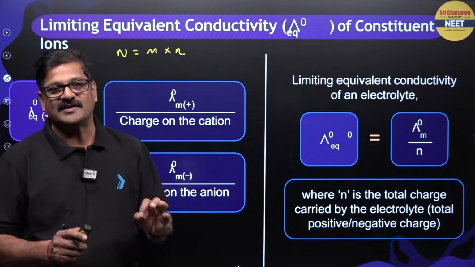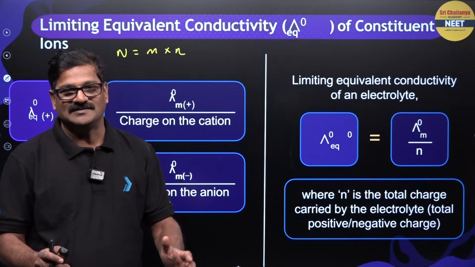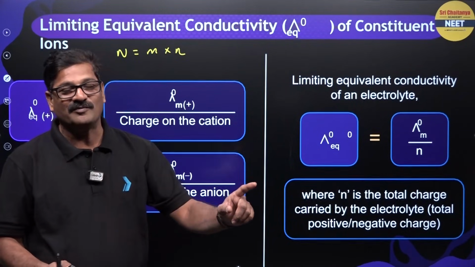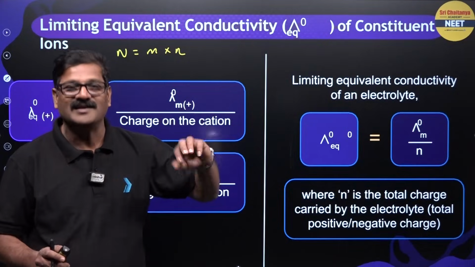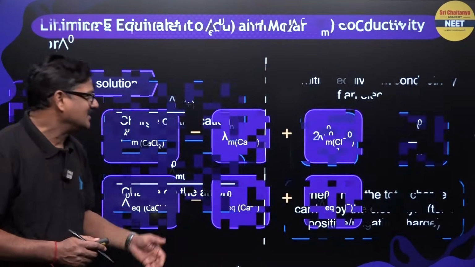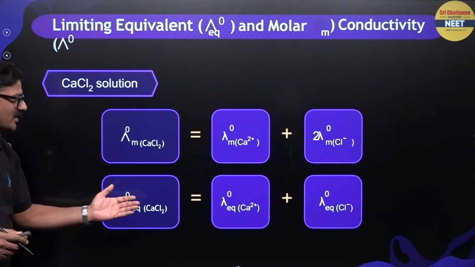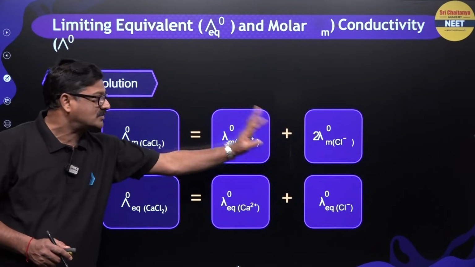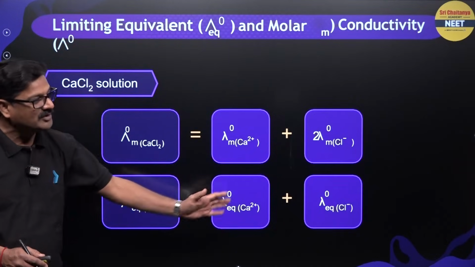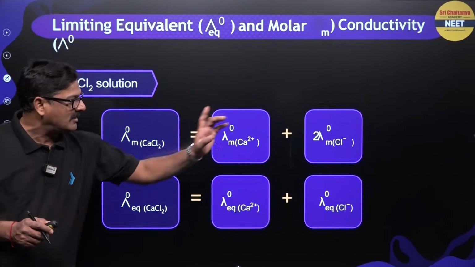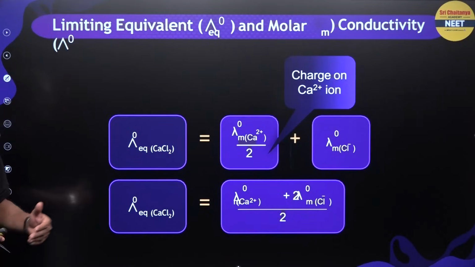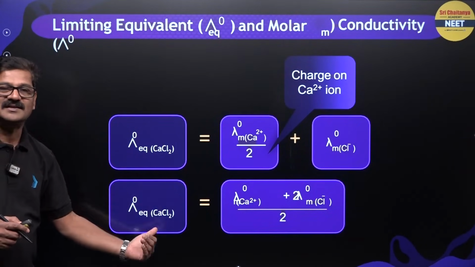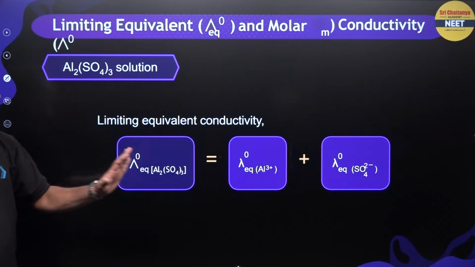Here the students make a lot of mistakes, saying that normality is equal to molarity into N factor, but equivalent conductivity cannot be equal to molar conductivity into N factor; it is going to be divided by N factor. And you can say for a calcium chloride solution, molar conductivity, as you already saw, is calcium 2 plus and 2 into Cl minus, but equivalent conductivity you can do directly, and you need not multiply with 2. Similarly, you have the charge, because the charge is the constituent and it is divided here, so it will be just as it is.